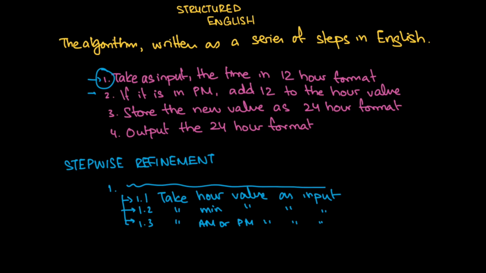Right now it was a pretty simple program, so we could just do it once and have very simple statements. But when you have more complex programs, you might end up refining it once, twice, or maybe 3 times until you get the simplest processes that are usually just one line of code each. So for example, take hour value as input is one line of code, while what I wrote before required multiple lines of input statements to be able to take the time as input in its entirety.